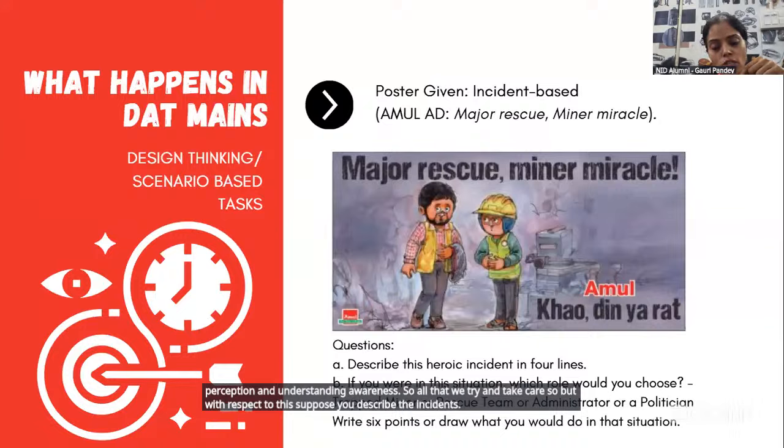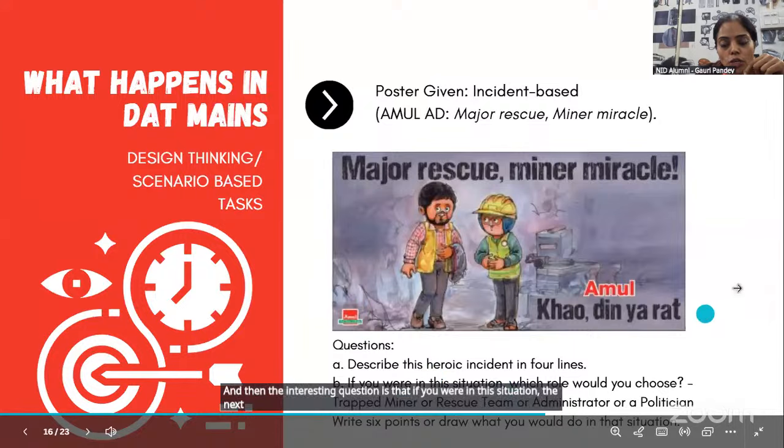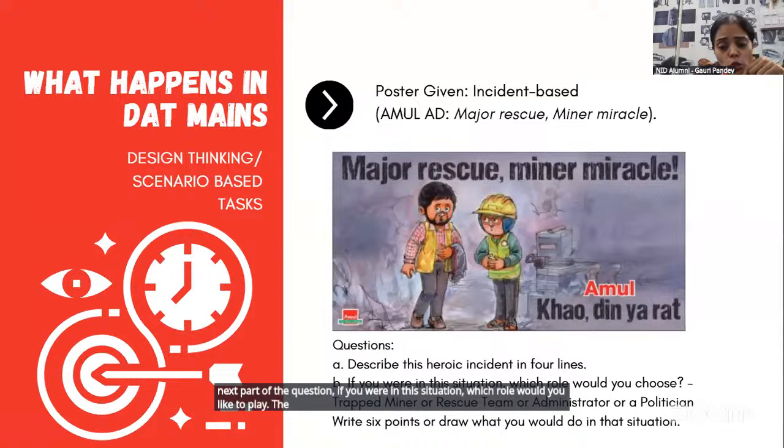And then an interesting question is, if you were in this situation, which role would you like to play? The trapped miner, the rescue team, an administrator, or a politician? Write 6 points or draw what you would have done in that situation. What would you do in this situation?